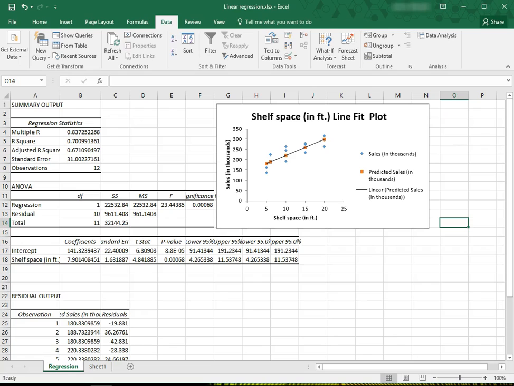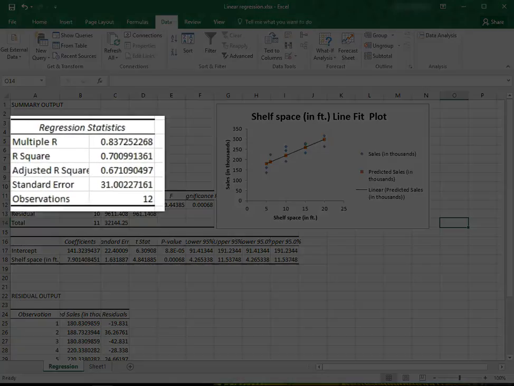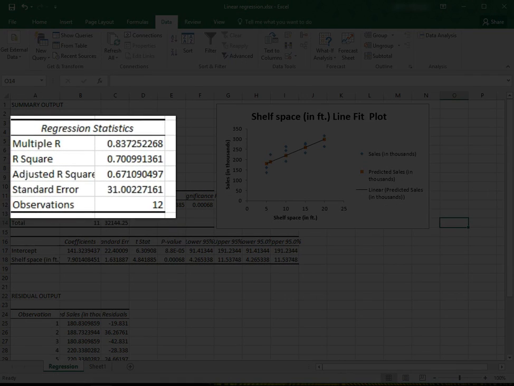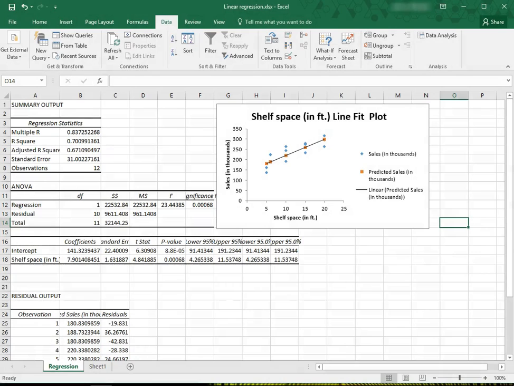Question number 2 in the textbook asks us to determine whether there is a strong relationship between shelf space and sales. To understand the strength of the relationship, we can look at the multiple R in the regression statistics table. The multiple R is 0.837. And because this is close to +1, we can say that there's a fairly strong positive correlation or relationship between shelf space and sales, which again means that as shelf space increases, so does sales.